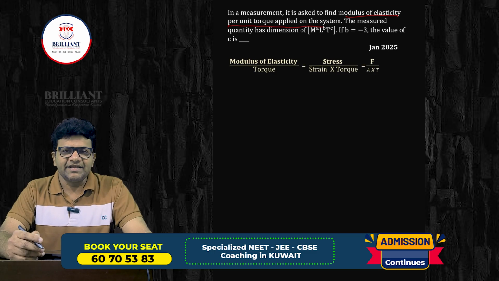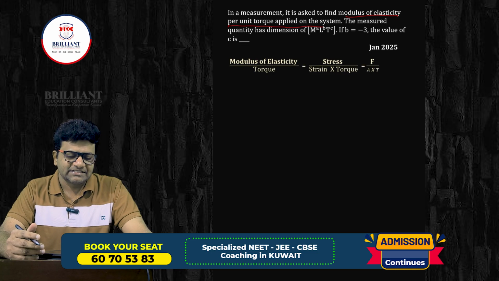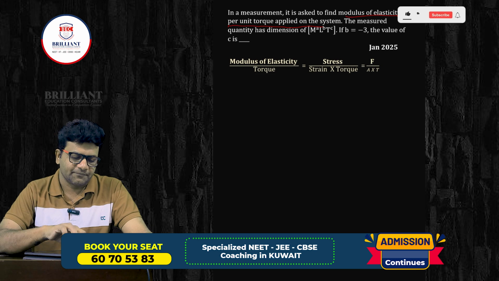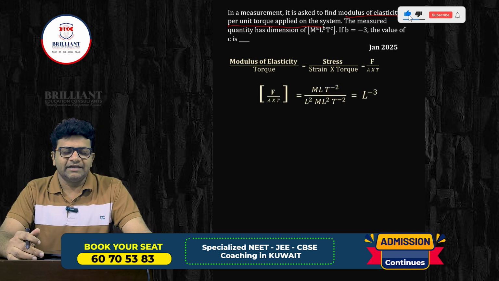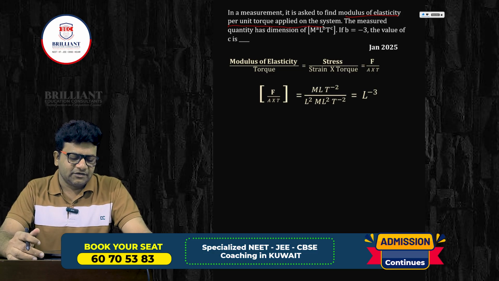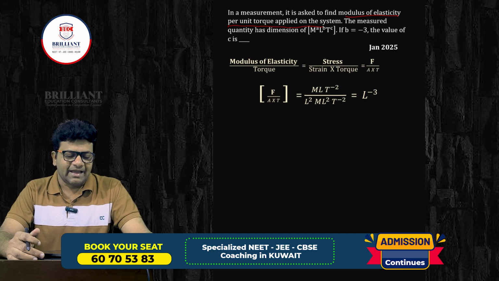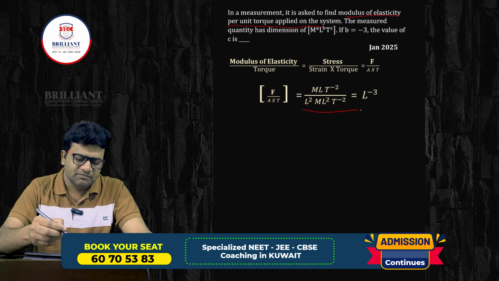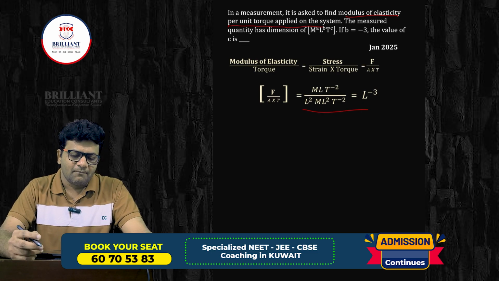We know that strain has no dimensions, so we are removing strain from the equation. So we get stress by torque. Stress, we know, is equal to force by area into torque. So by applying the dimensions of force, area and torque, we get the dimension of force is MLT power minus 2, divided by area, which is L square, and the torque has dimension ML square T power minus 2. So by simplifying here, we get L raised to minus 3.